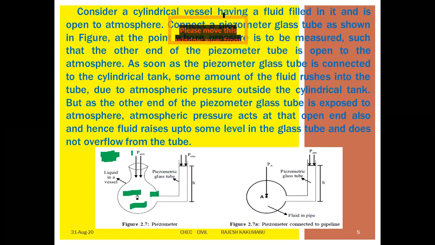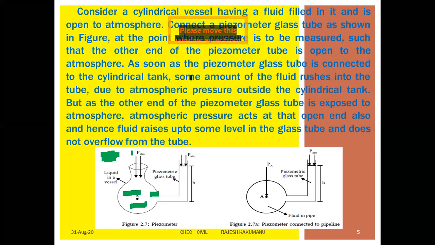Consider a cylindrical vessel, any vessel, having a fluid filled in it and open to the atmosphere. Just take a pot, pour water in it, or take a glass, fill it with water and keep it open to the atmosphere. Now connect a piezometer glass tube, as shown in the figure, at the point where it is to be measured, such that the other end of the piezometer tube is open to the atmosphere.